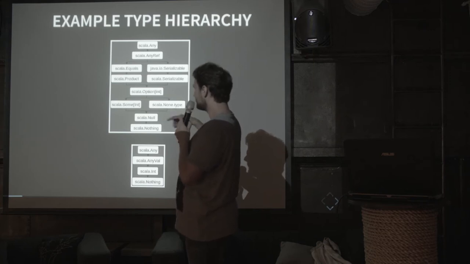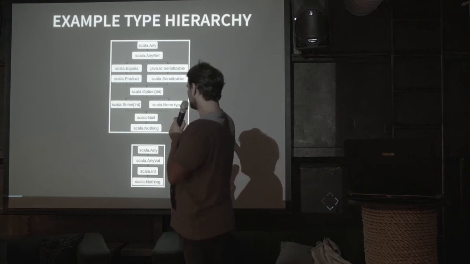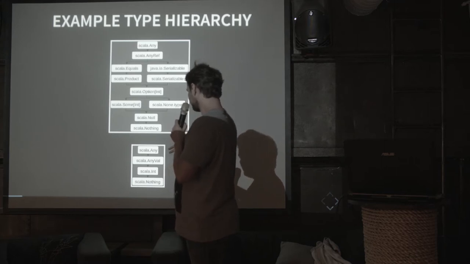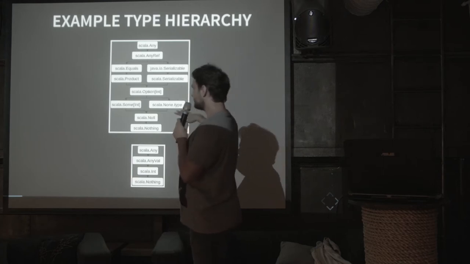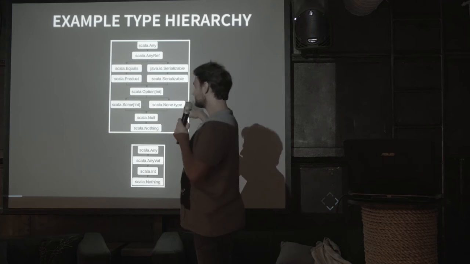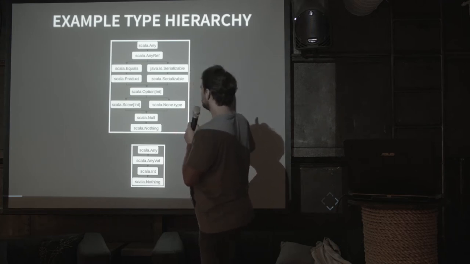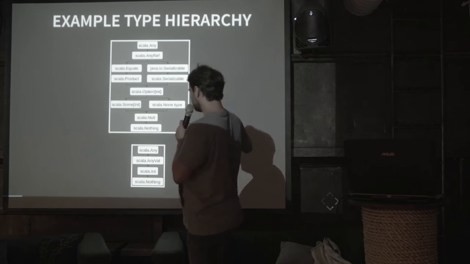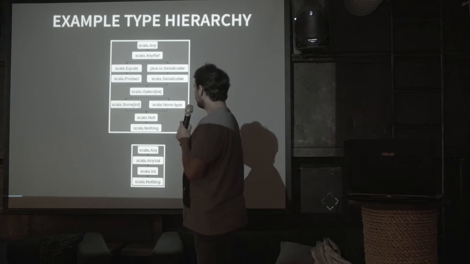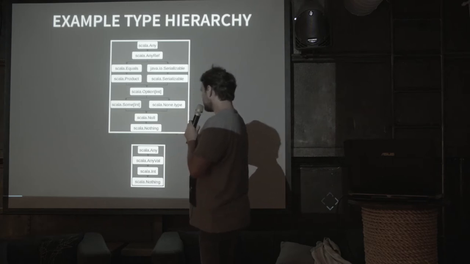Type Nothing is a subtype of all possible types in Scala, so it contains no values. We can always specialize any type in Scala more and more, until we reach Nothing, and then it contains no possible values.